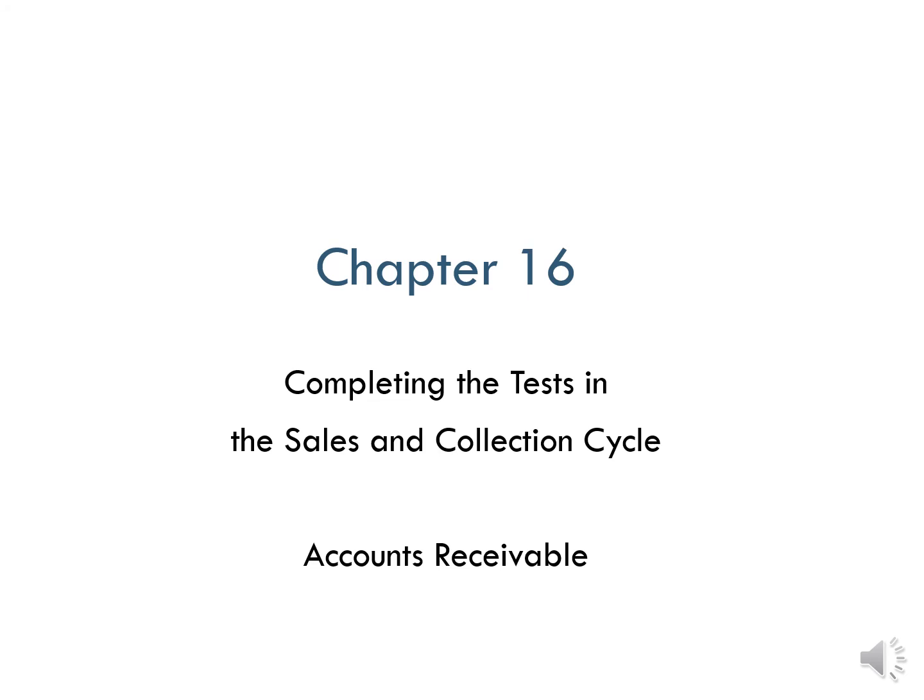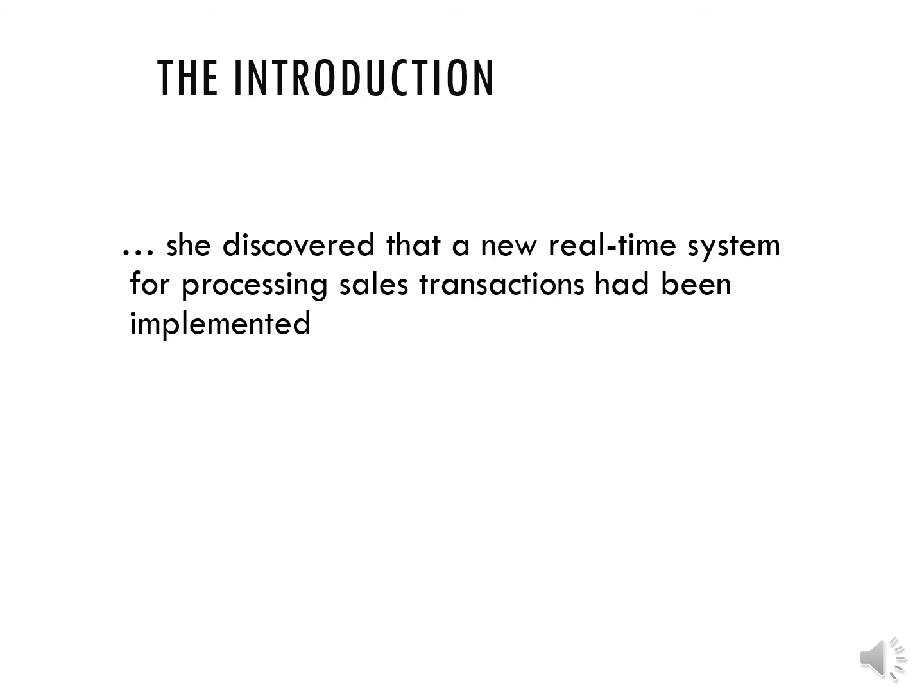Good afternoon. Today we're going to start Accounts Receivable, the audit of Accounts Receivable. She discovered a new real-time system for processing sales transactions. As soon as we see something new, a new system, a change in a system, we need to be very cautious and assume there's higher risk. When we do something over and over, we tend to get better at it. If we try to do something new, we're usually not good at it for a while. So new systems, changes, be suspicious.